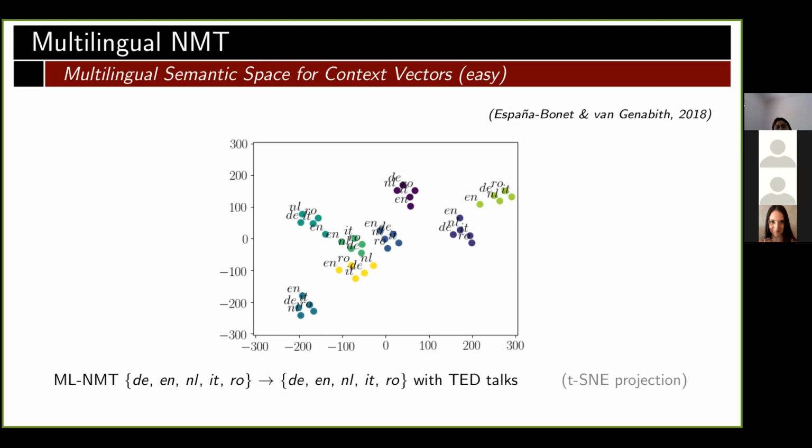So let's see a first example. In this example, we have a multilingual system. This multilingual system is trained with TED Talks in 5 languages. So we want to build a multilingual system that is able to translate between German, English, Dutch, Italian, and Romanian. So in 5 languages, we train with a combination of languages in the 5 pairs.